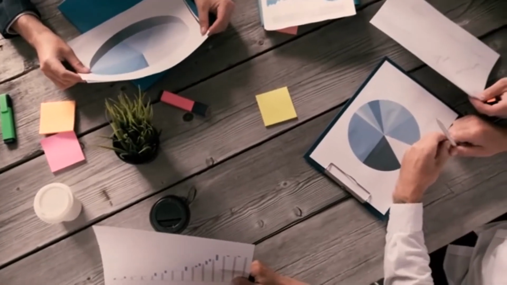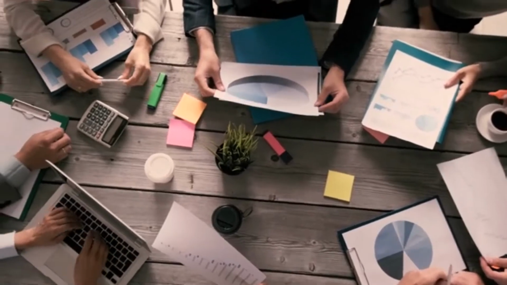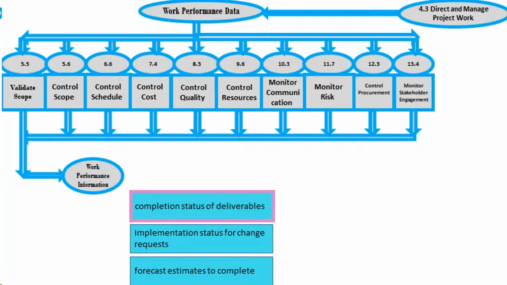Add the issues to a parking lot, and then create another meeting, which might be right after the stand-up, and solve problems there. Work performance data. Work performance data are the raw observations and measurements identified during activities being performed to carry out the project work. Data are often viewed as the lowest level of detail from which information is derived by other processes. Data is gathered through work execution and passed to the controlling processes for further analysis.